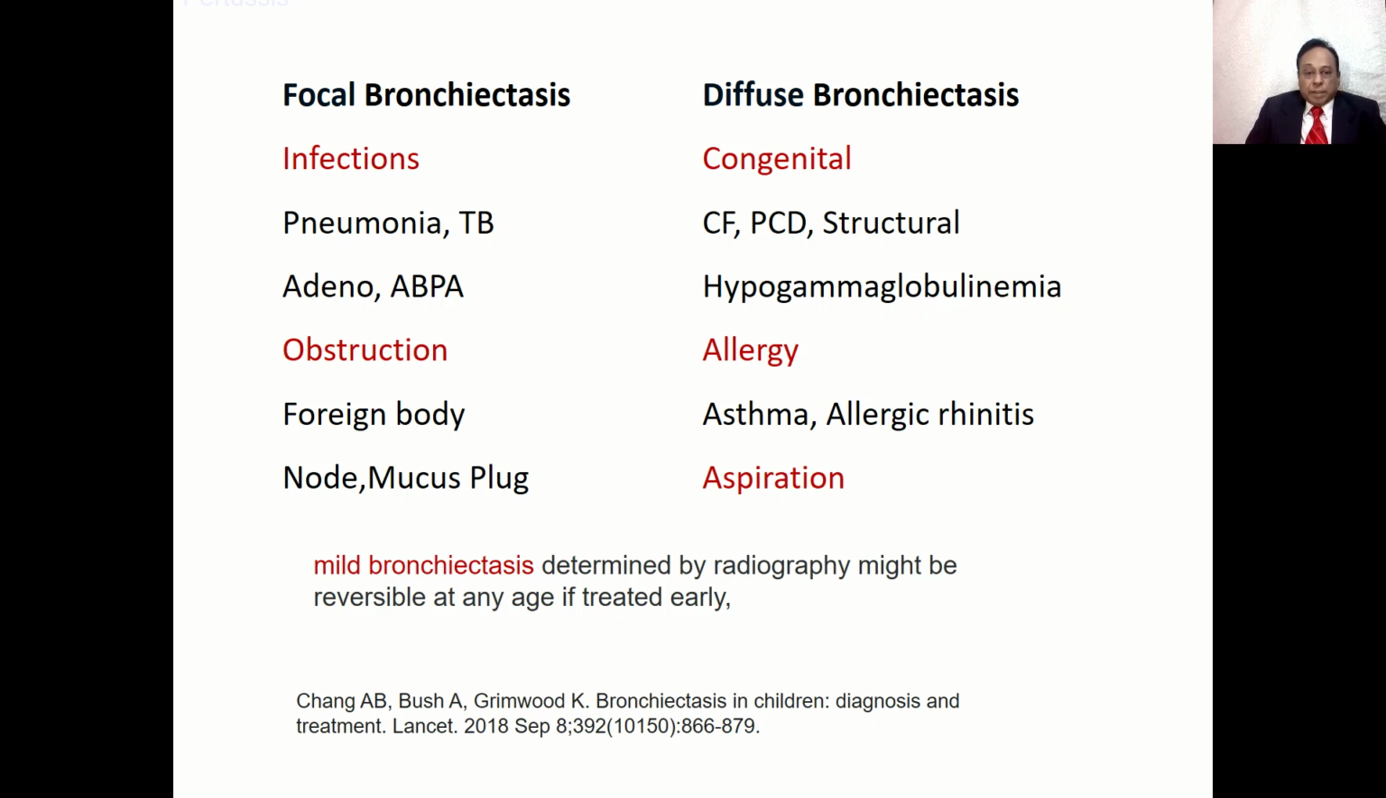Congenital causes, immunodeficiency, allergy, systemic disease, aspiration, these are all causing diffuse bronchiectasis, bronchiectasis involving both the lungs.